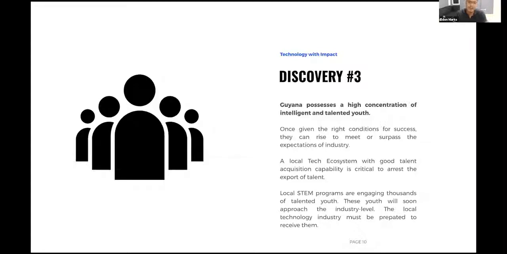What we found is that our current tech ecosystem still needs some work in terms of its talent acquisition capability. It's relatively nascent. And the worrying thing is that our local STEM programs are engaging thousands of talented youth. For instance, STEM Guyana is a very popular nationwide program. And these youth will soon approach the industry level. So the local technology industry has to be prepared to receive them. Otherwise, we'll be exporting high quality talent as we usually do.